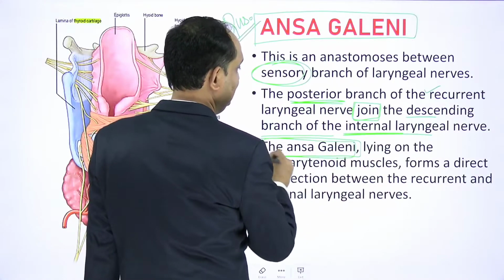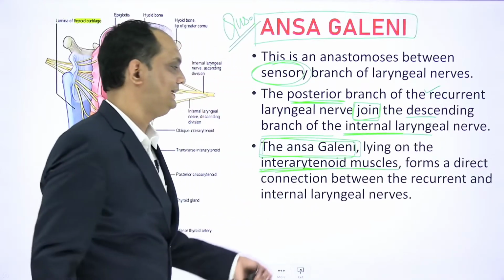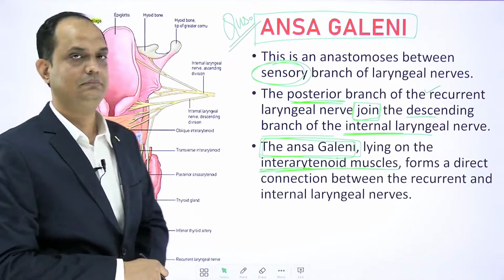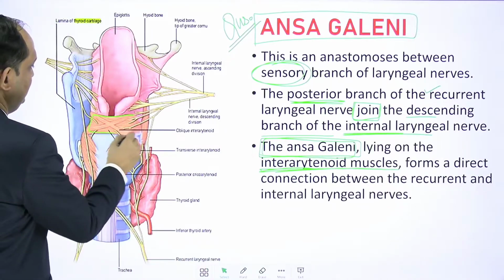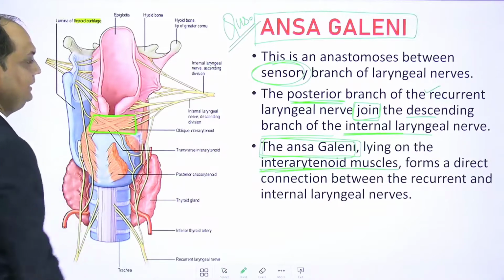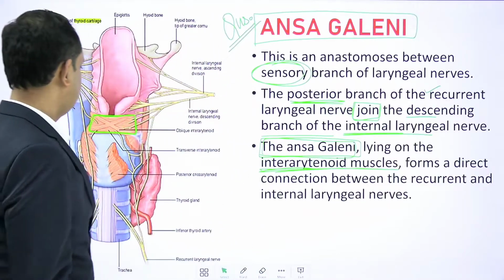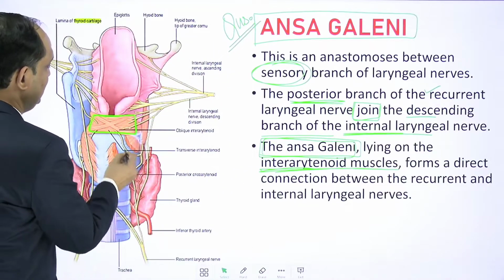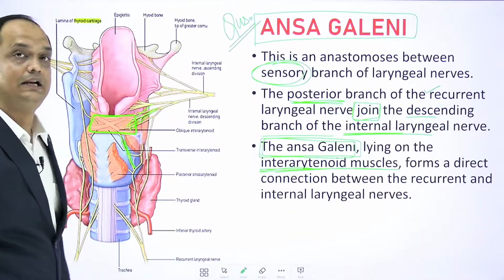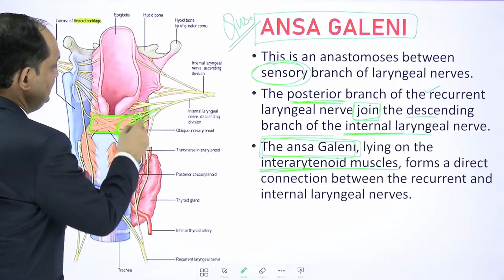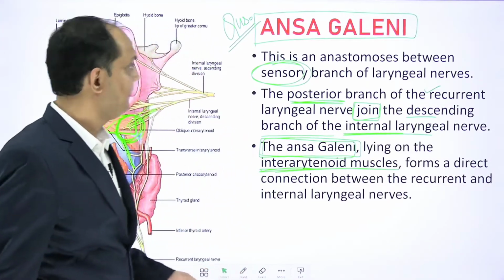Now this ansa galeni lies on the interarytenoid muscle, forming a direct connection between the recurrent and internal laryngeal nerve. So this is the posterior surface of the larynx, and here you have the interarytenoid muscles, that means the transverse arytenoid. Now on this posterior surface, the sensory branches of recurrent laryngeal and sensory branches of internal laryngeal make a connection, and this is known as ansa galeni. So sometimes you have this question.